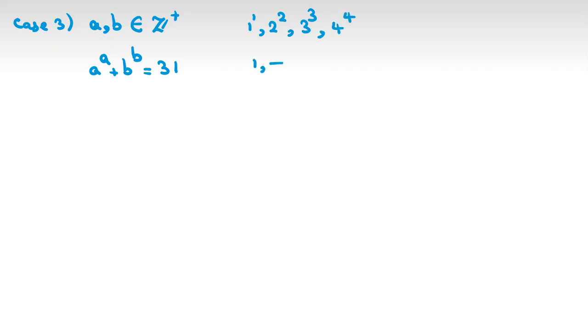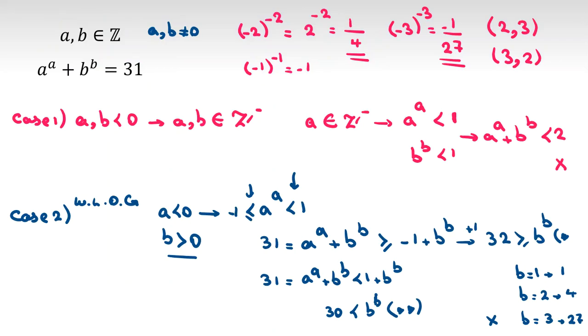Why? Because 1 to the 1 is 1, 2 to the 2 is 4, 3 to the 3 is 27, and 4 to the 4 is 2 to the 8, which is 256. So because all of them are positive, we don't use anything after this part. We will only use these parts. So the only way to reach 31, as a sum of two of them, is 4 and 27. So our only answers are 2, 3 and 3, 2, and we proved it.